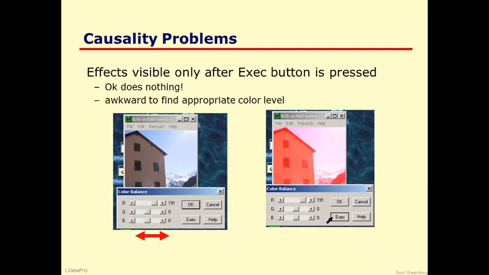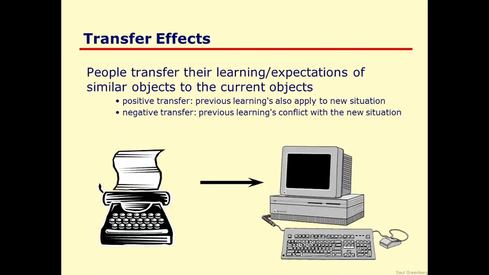So interfaces are becoming smarter, and user interface is really changing nowadays. If you scroll your mouse over the size of that particular thing, you will see that it changes automatically. So there is a causality problem. You press OK, nothing happens as long as you don't press the execute button. People transfer their learning expectations of a similar object to the current object. So positive transfer: people's previous learnings also apply to a new situation. Negative transfer: previous learning conflicts with the new situation.